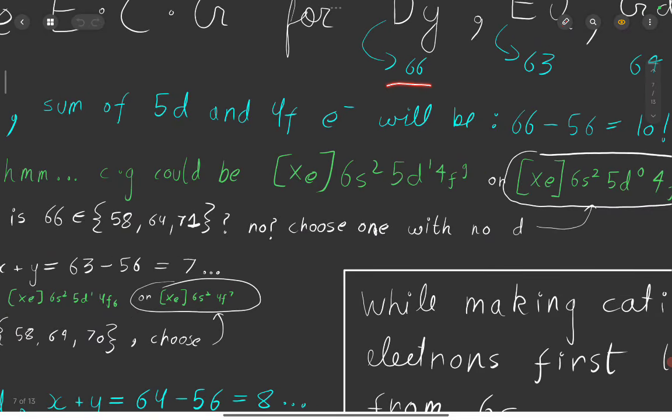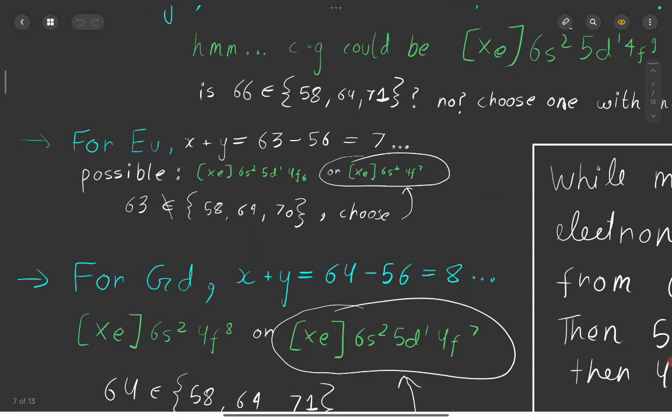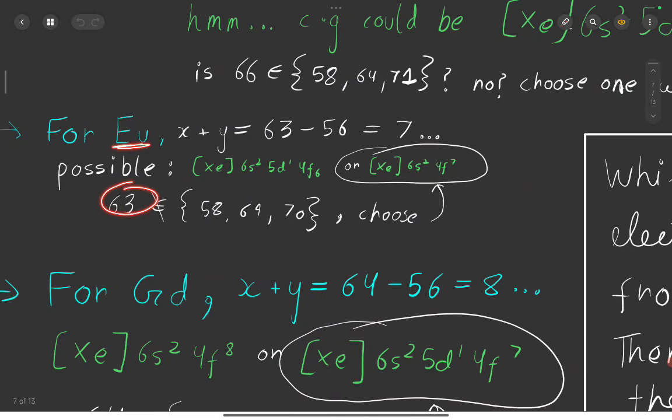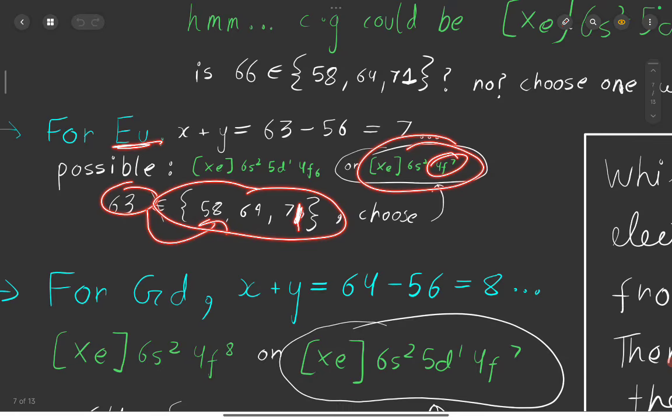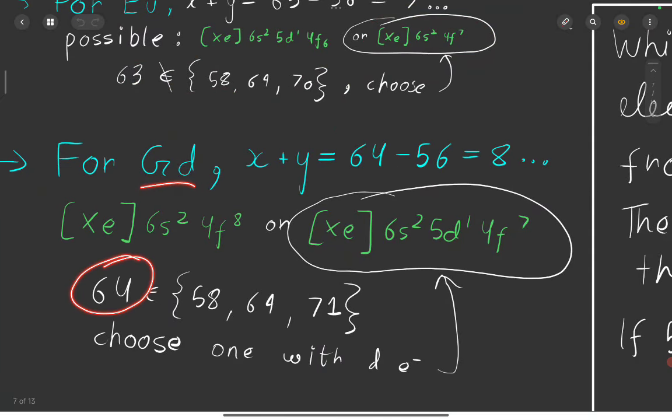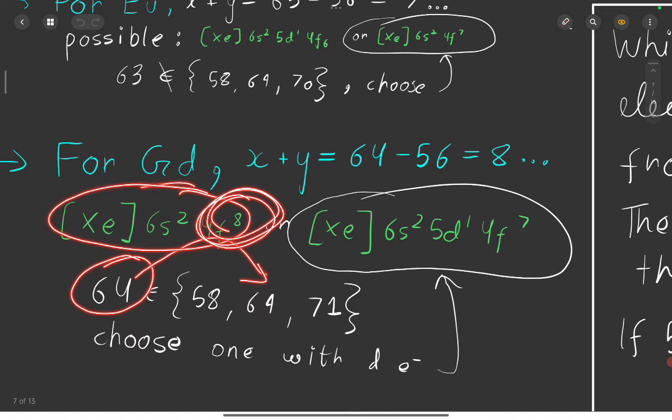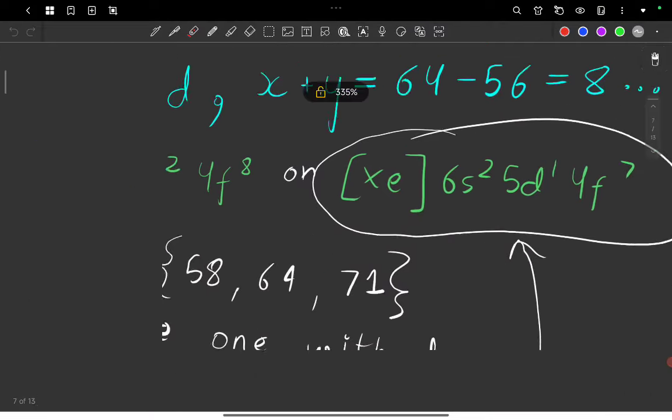Now, is its atomic number in this list? If not, choose the one which has no D electrons. Again, if 63, europium, is not present in this list of 58, 64 and 71, choose the one with 4f electrons and no 5d electrons. Now gadolinium, 64, belongs in this list. So instead of the one where all of them go in the 4f subshell, you choose the one in which one of them goes in the D subshell and the others go in the 4f subshell. Okay, understood?